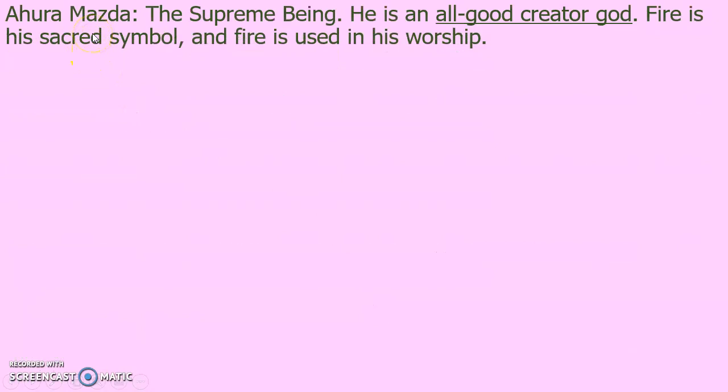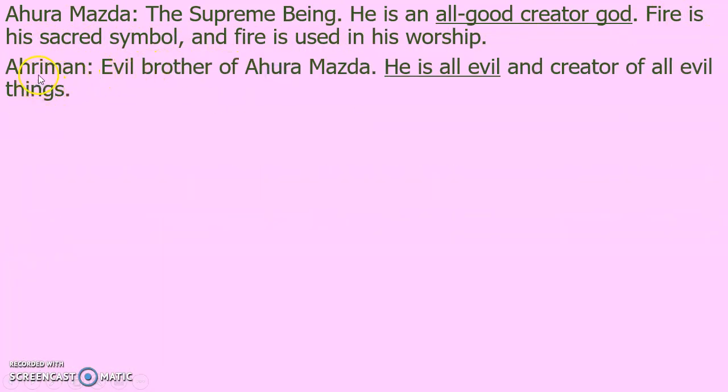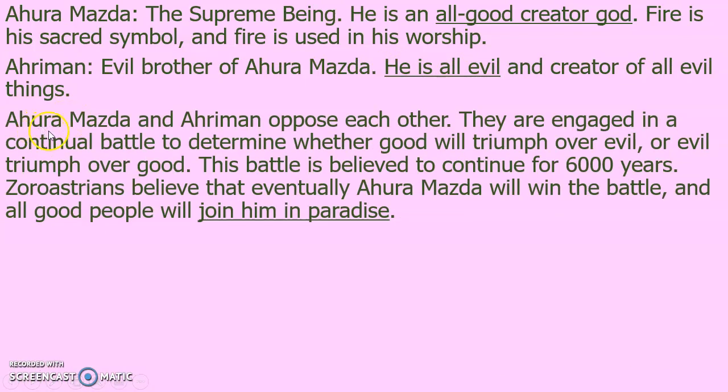So let's talk about the important people in Zoroastrianism. We have Ahura Mazda, who is the supreme being. He is an all-good creator god. Fire is his sacred symbol, and fire is used in his worship. Ahriman is the evil brother of Ahura Mazda. He is all evil, and he is the creator of all evil things.